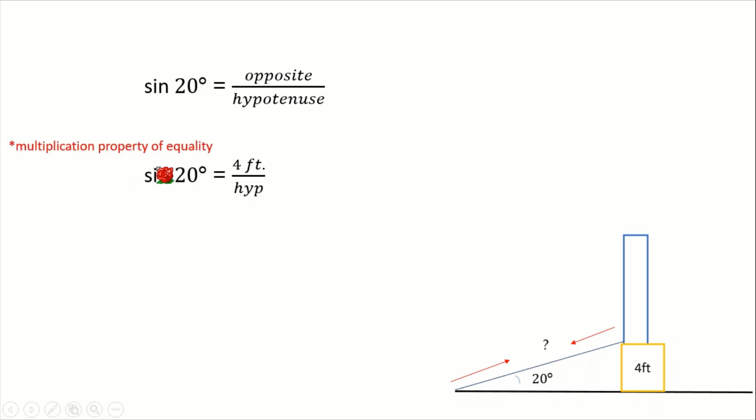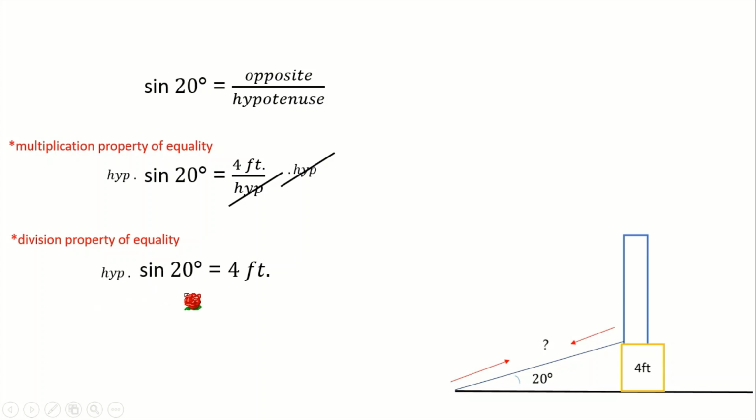So, here, multiplication property of equalities. So, that will cancel out hypotenuse here. Then, sa kabila, hypotenuse times sine 20 is equal to 4 feet. Okay? So, since hinahanap natin sa hypotenuse, so dapat naka-isolate siya. So, here, we're going to apply division property of equality. So, let's divide both sides by sine 20 degrees. So, that will cancel out sine 20 degrees here. On this side, so magtitira lang is hypotenuse. So, hypotenuse is equal to 4 feet over sine 20 degrees.